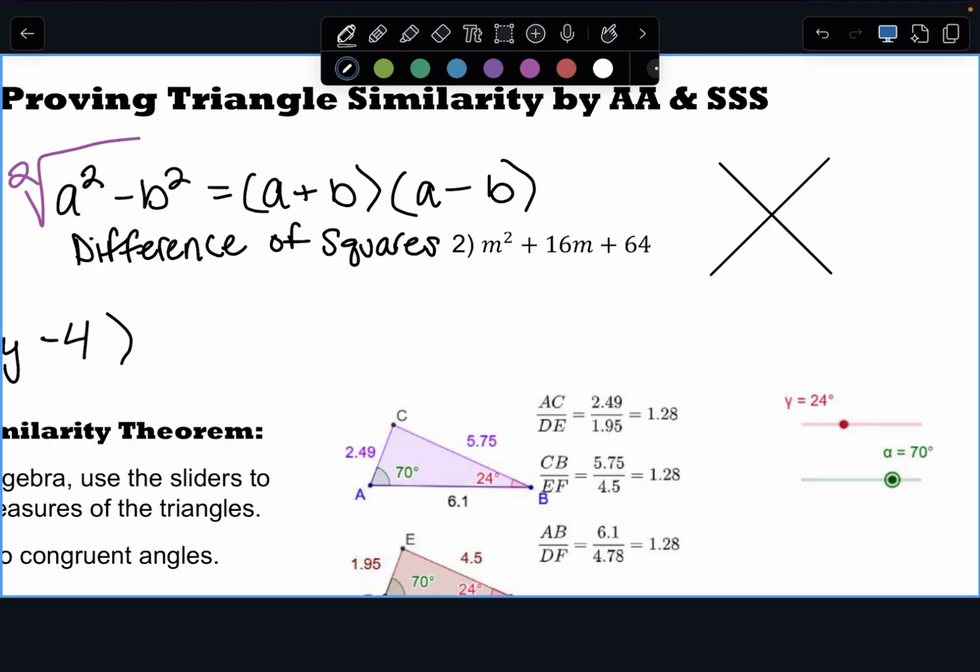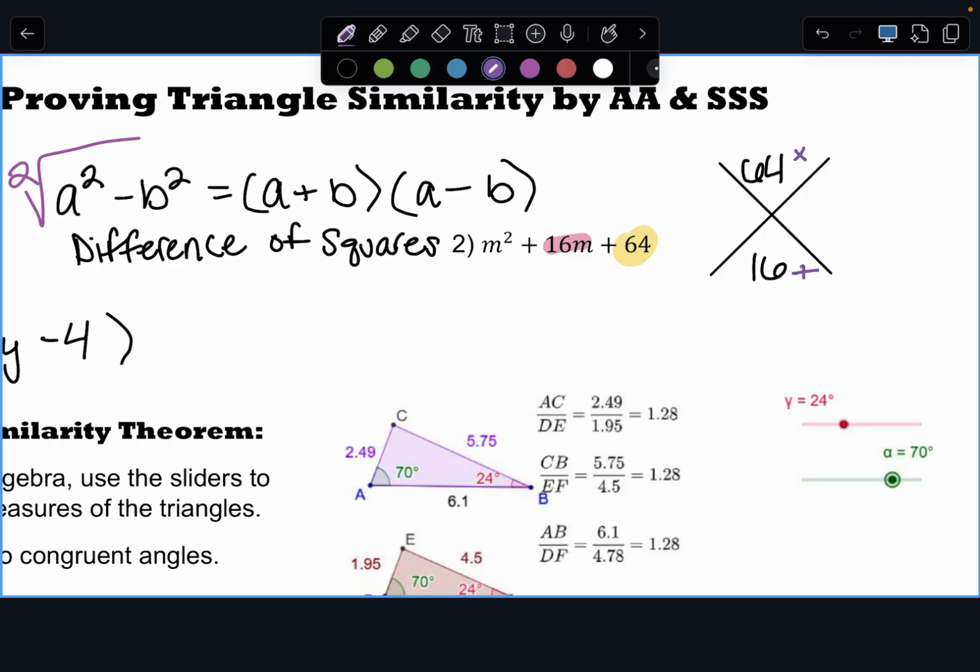Does anyone remember what number goes on top? Not necessarily the big one, but the last one. The last number, 64. I want you to put the 64 on top of your X. Then I want you to put your middle number, the 16, on the bottom. Here's what we need: we need to think of two numbers that multiply to 64 and add to 16.